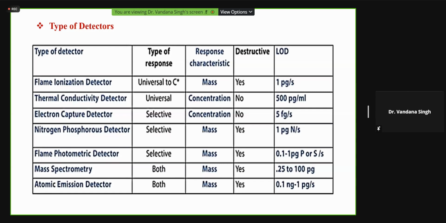Like this is the peak. If we are getting this kind of peak, then this is the peak area, and peak area is calculated using this formula, where the peak height is multiplied by half of the peak width. So we will get the peak area, which is proportional to the concentration of our analyte.